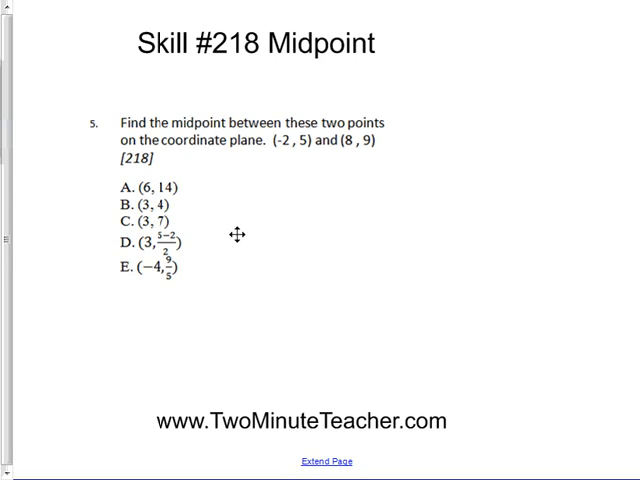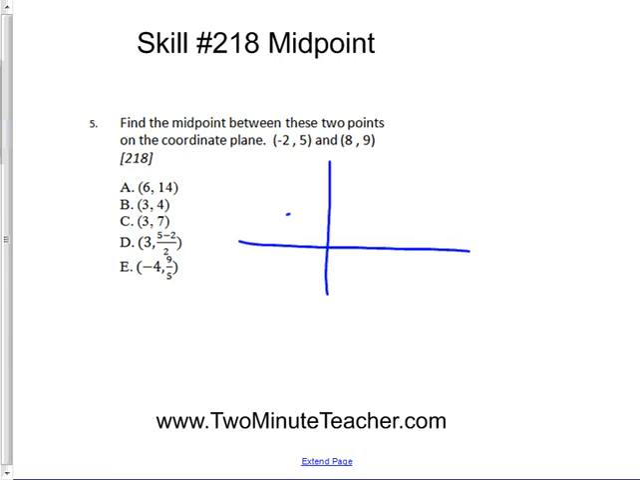So this is about finding the midpoint. I'm calling it skill number 218. So to find the midpoint, first of all, we need to get an idea of what this means. This means I got a point here and I'm at negative 2 comma 5. So let's say that looks kind of like this.